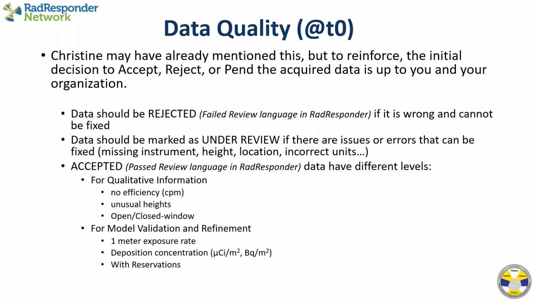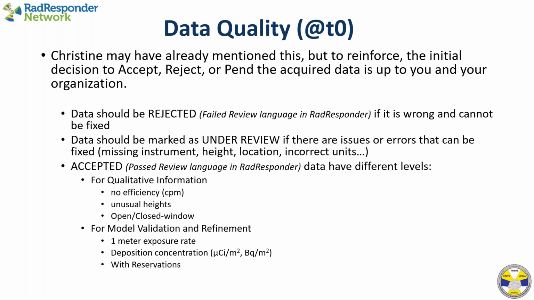So, data quality at time zero. Christine, I know you already mentioned this, and I did notice that there have been some changes, so I hope you went through this before. Looks like you did. Basically, the data is going to be either accepted, rejected, under review, or pending. And I'm going to accept it at different levels. For example, if it's just for a qualitative measurement, and you don't have the information on efficiency, then a count per minute is fine.